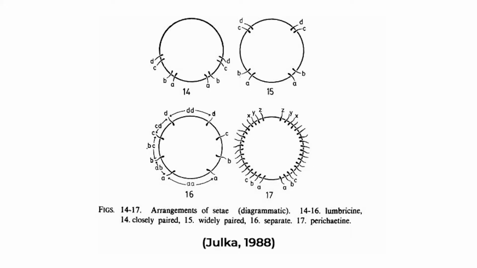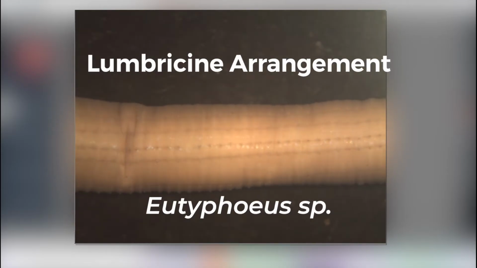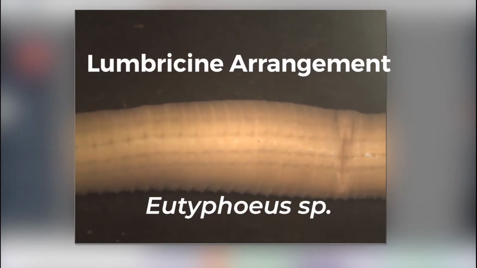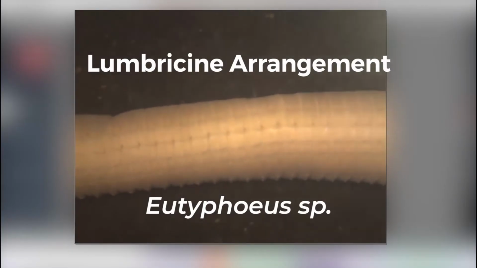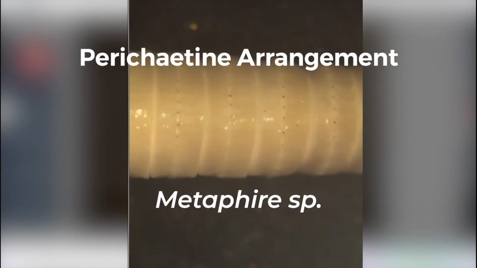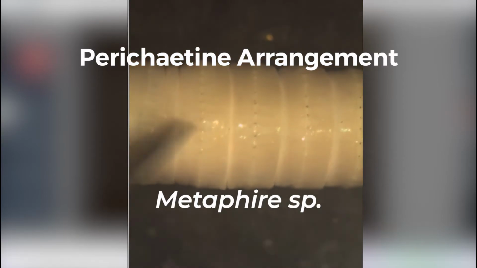According to their number and arrangement, they are of two types: lumbricine or pericetine. Lumbricine generally have 8 setae per segment, in pairs on the ventral and lateroventral side, while pericetine have numerous setae and are arranged in a ring on the segment.